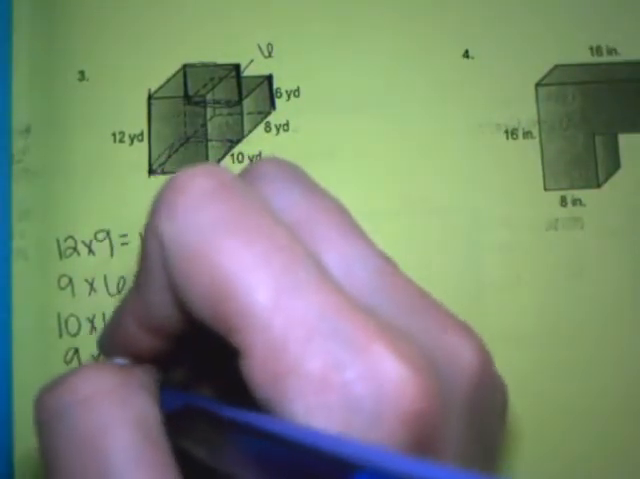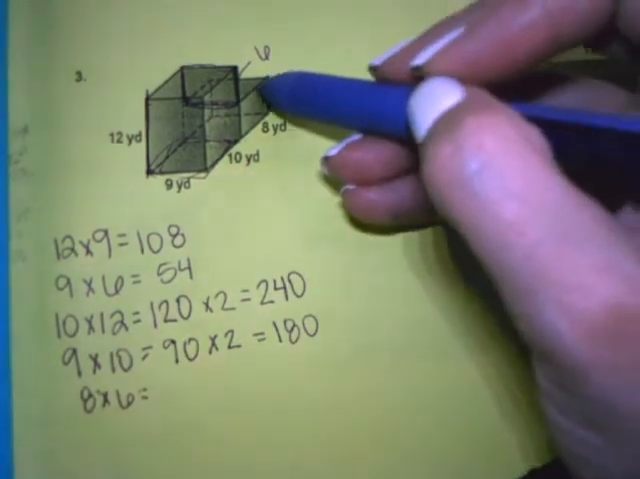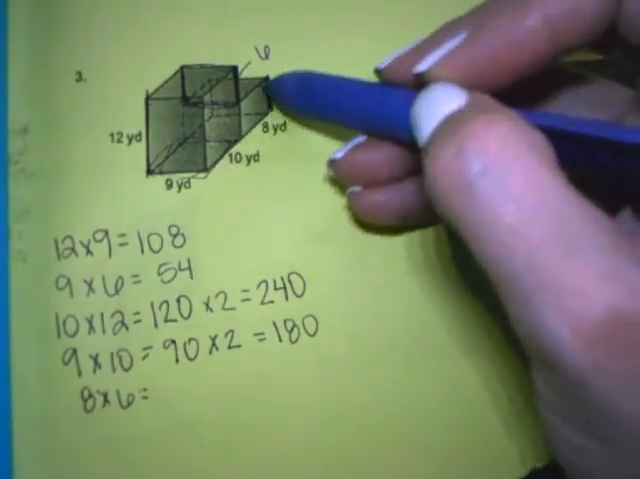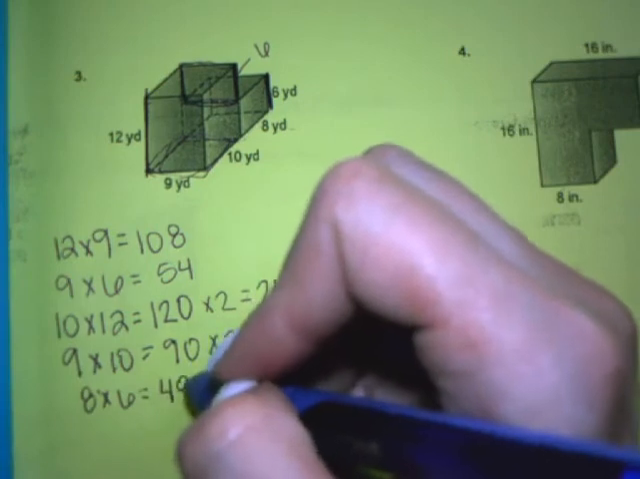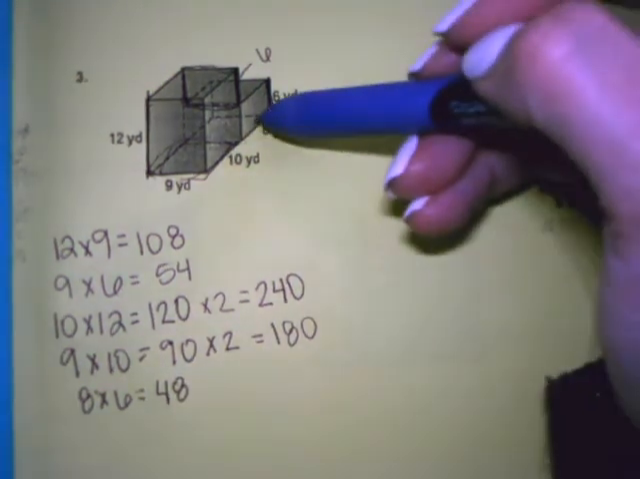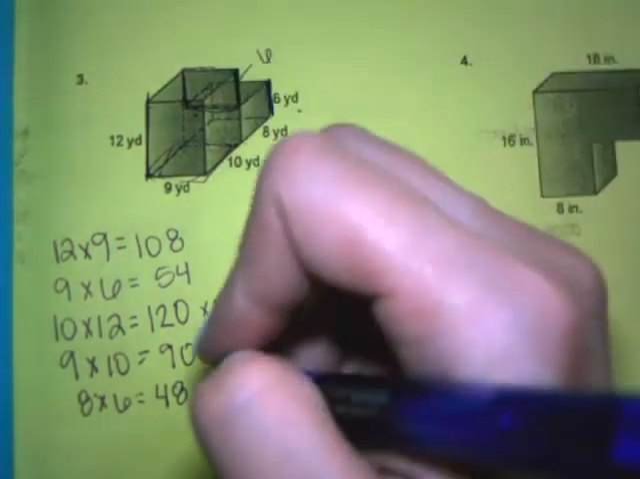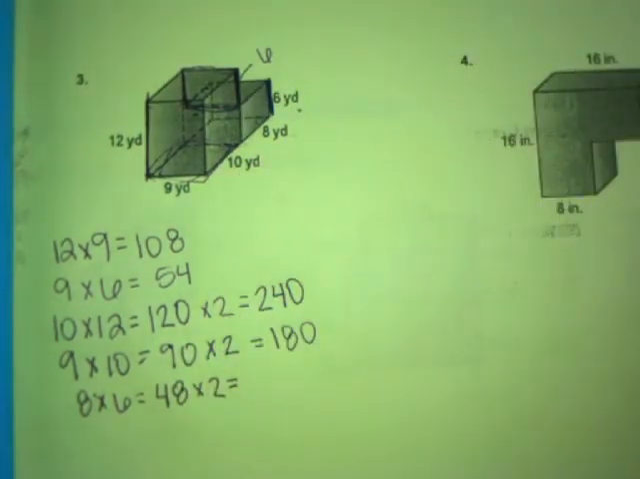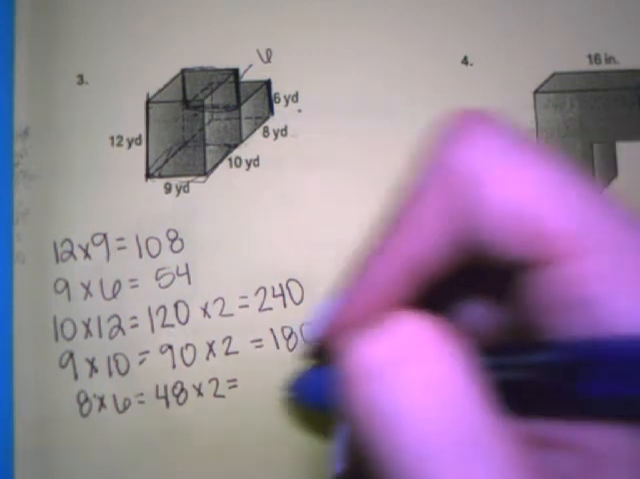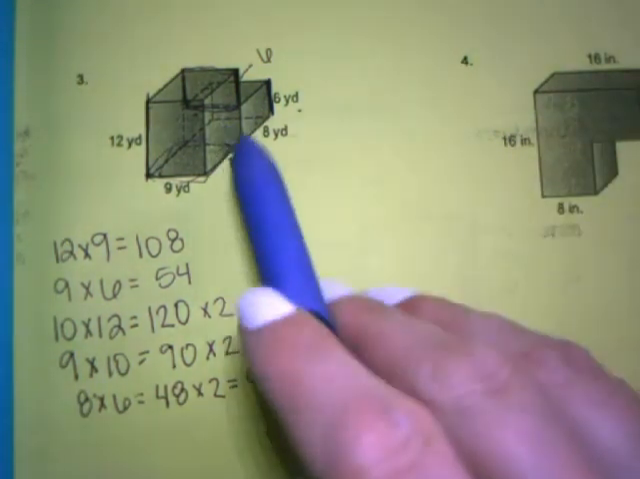8 times 6. What's 8 times 6, everyone? Question. Is the front the same as the back? So what can I do? 48 times 2 is what? Okay, so that's the side and the side.